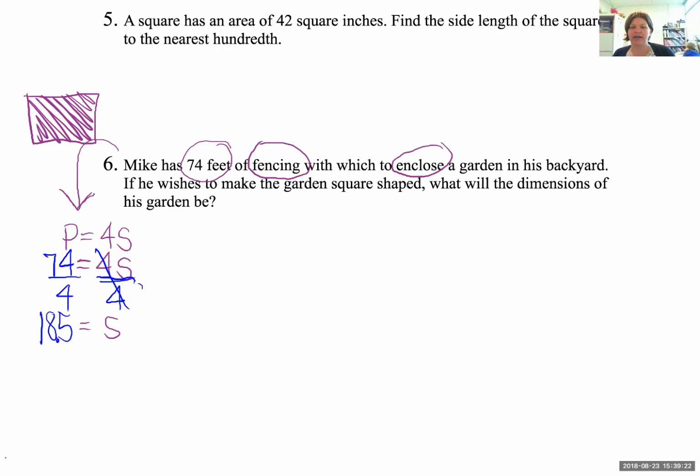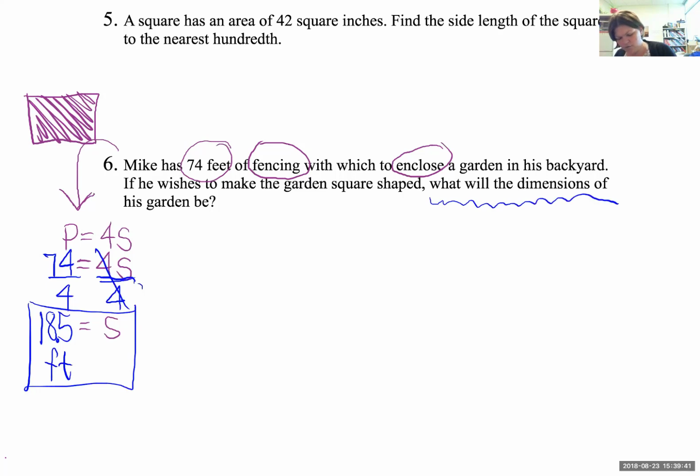Okay, and I get 18.5. 18.5 what? 18.5 feet. Plain old linear feet because it's just a side length. But this one's interesting because actually the final answer, I didn't notice, I'm glad I just did, says what will the dimensions, hear the plural, of his garden be? What will the dimensions of his garden be?